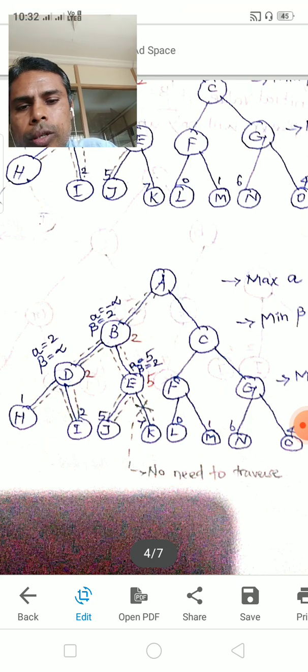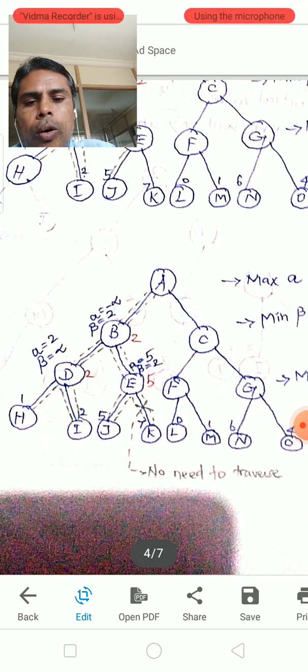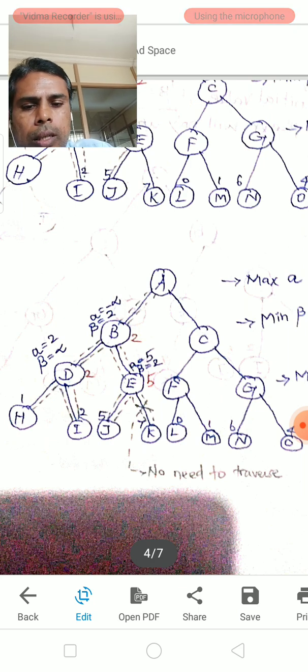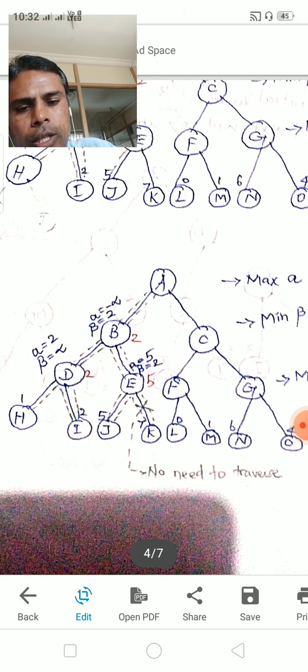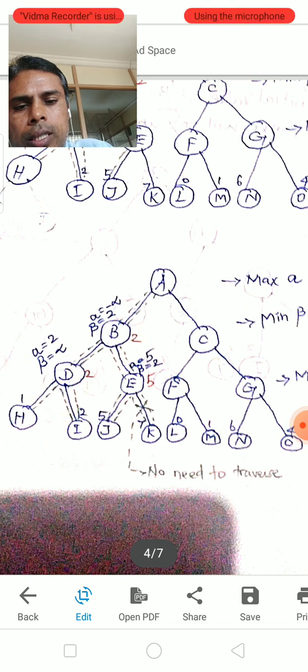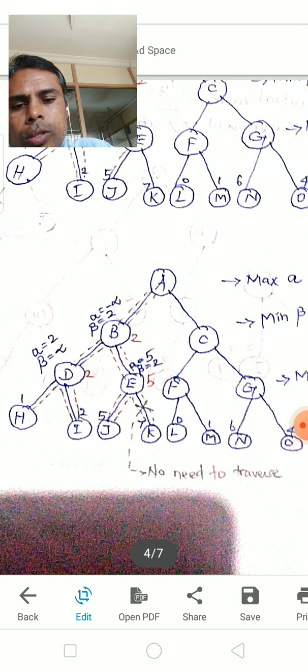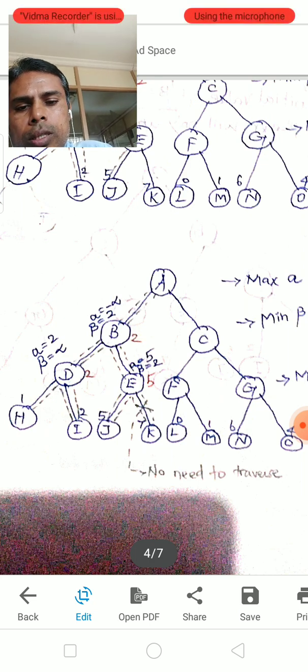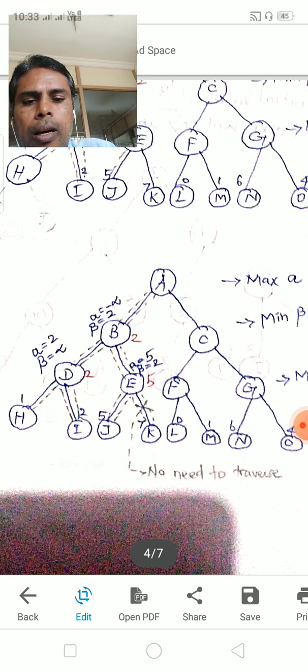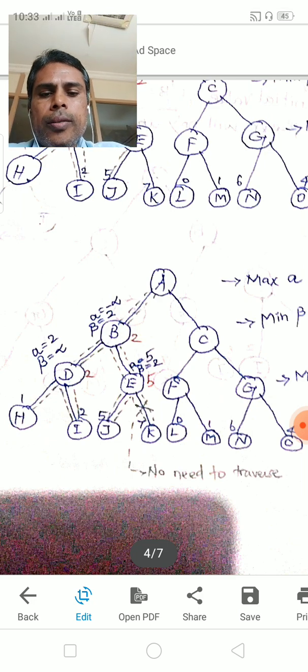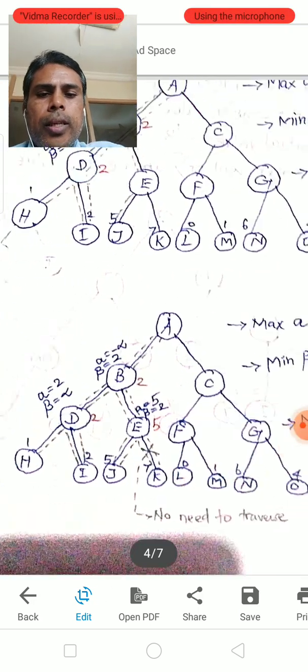So therefore you have no need to find the answer for K on the right side, okay. Because the condition is satisfied means you no need to traverse on the right side, okay. Once the process is completed, you have to check the other right side or right children, okay. This is the step 3 diagram.